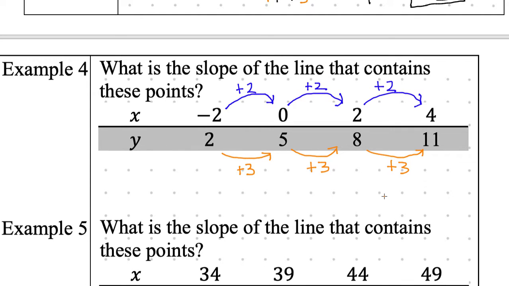The definition of slope, and again, maybe some of you don't like this, but slope is simply the change in y divided by the change in x. Well, what is the change in y every single time? 3. The change in y every single time is +3. The change in x every single time is +2. There's the answer. 3/2. And that's all you have to do.